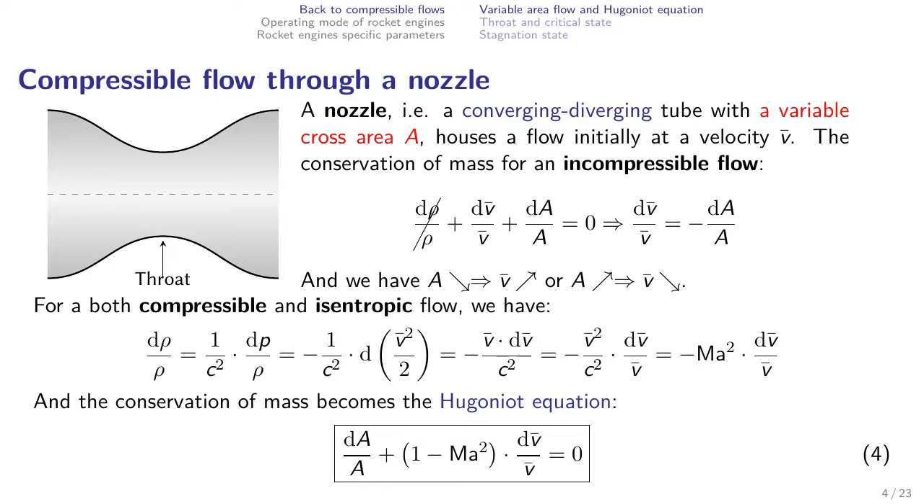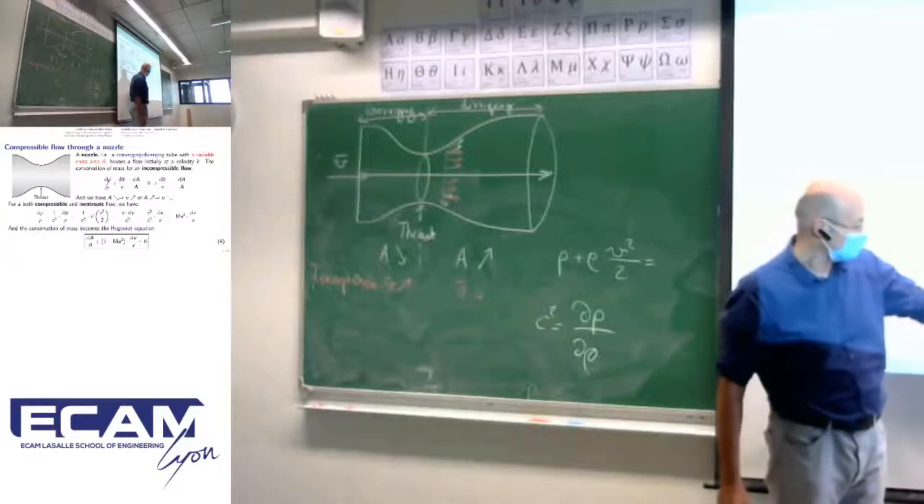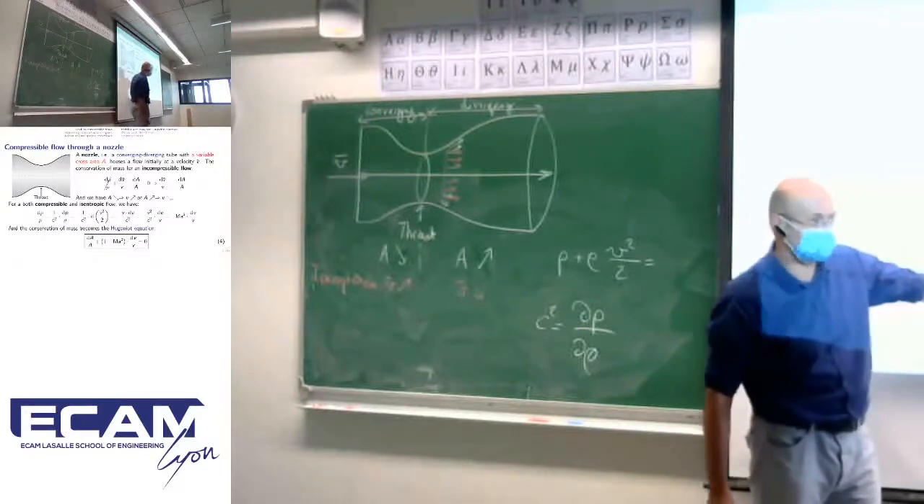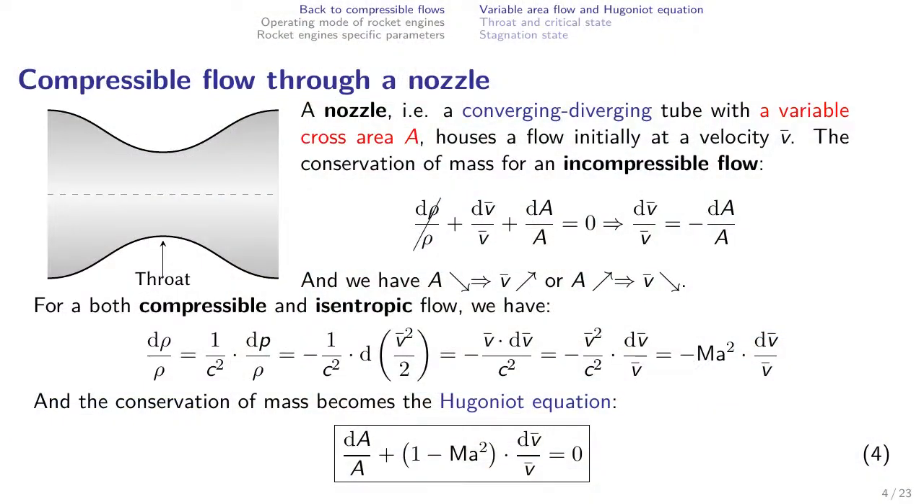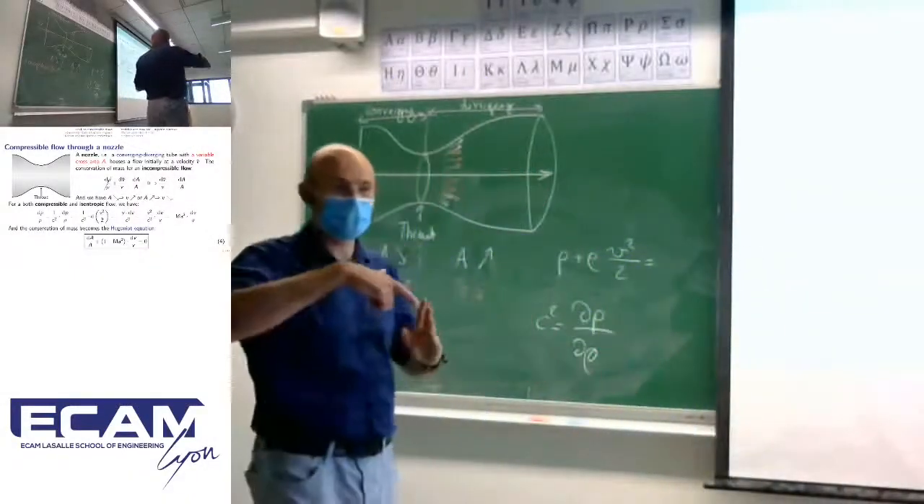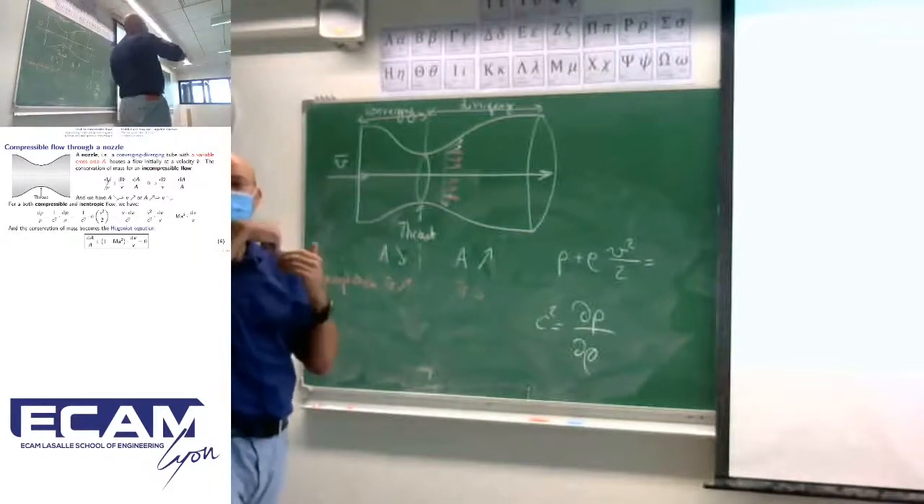On the Hugoniot equation, it's really simple. If you imagine your flow is subsonic, okay? Subsonic means the Mach number is lower than 1, so all of this part is positive. And if all of this part is positive, we have exactly the same relation as the one with incompressible flows. So the cross-sectional area and the mean velocity are varying in opposite directions. Okay? In the converging part, my flow is accelerating. In the diverging part, my flow is decelerating.